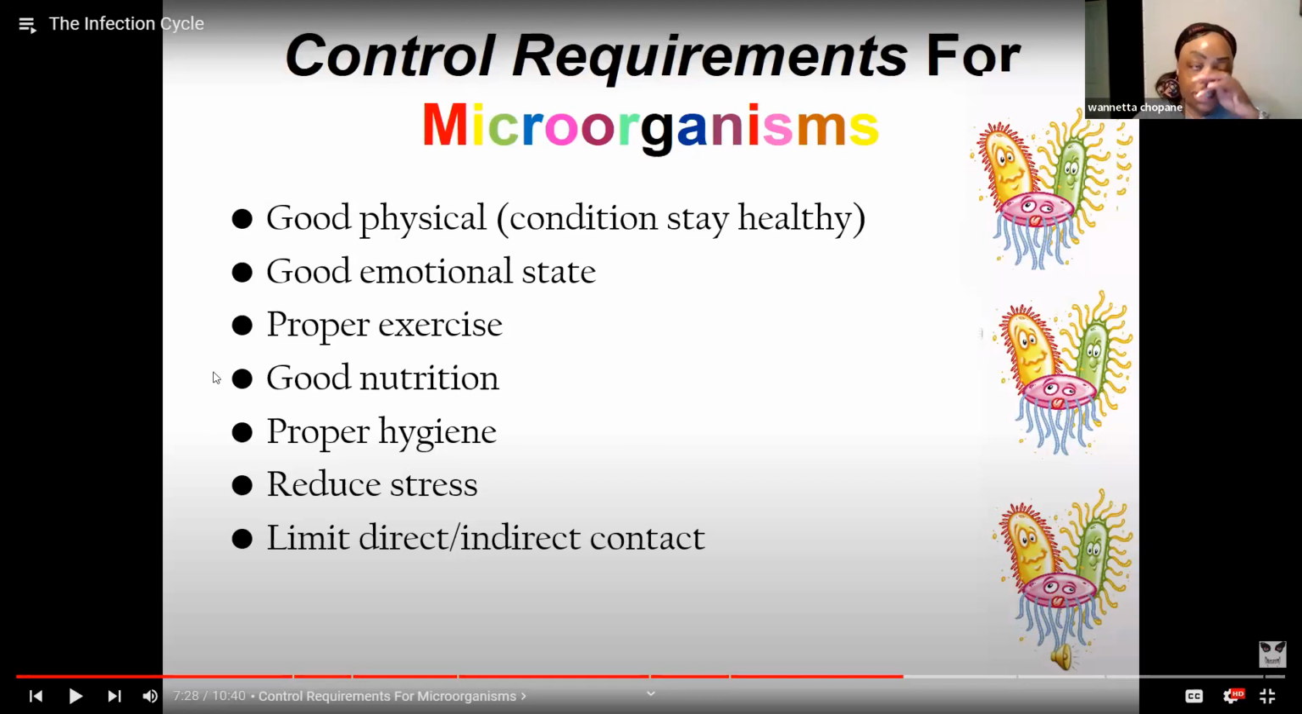You ever heard anyone say, I keep using COVID as an example, but let's just say, have you ever known anyone to have COVID and then you were around them, but you don't feel sick?